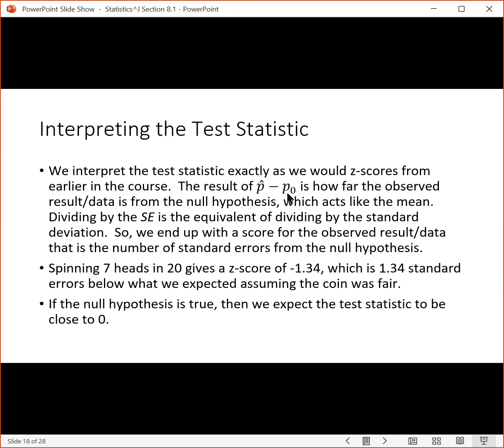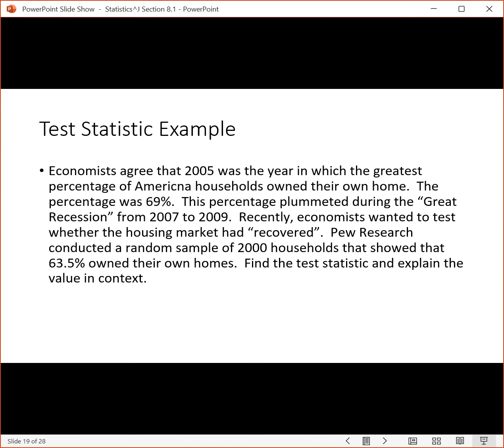Okay, if you're expecting 50% when you spin a coin, then you should get close to 50%. And then when you subtract the two, this quantity should be close to 0. All right, so that's the idea here: if the null hypothesis is true, then we expect the test statistic to be close to 0. All right, so let's look at a test statistic example.